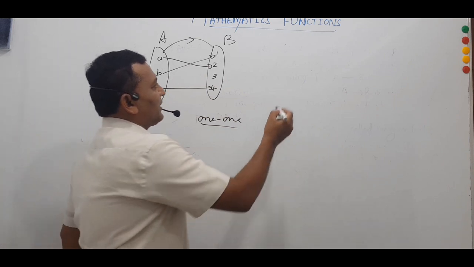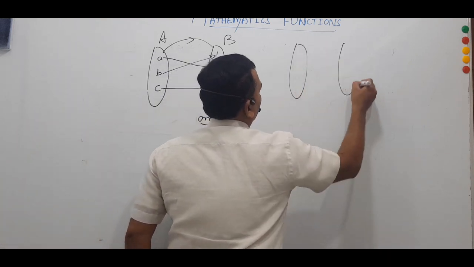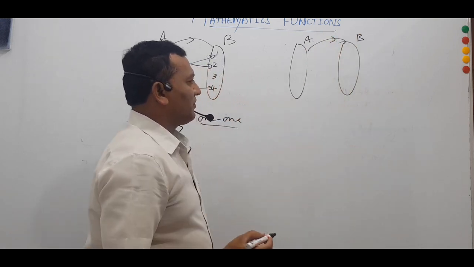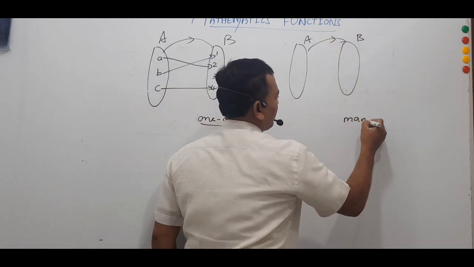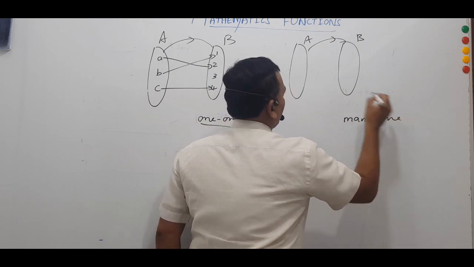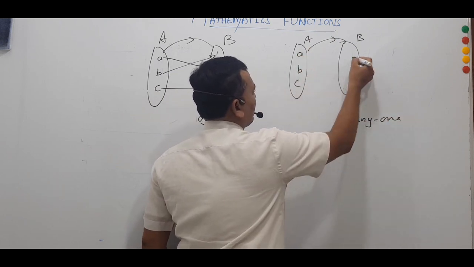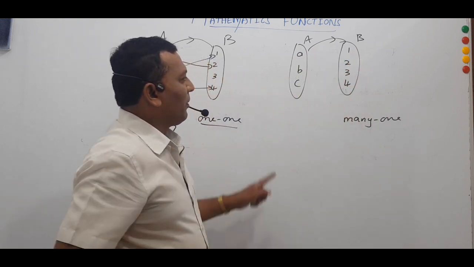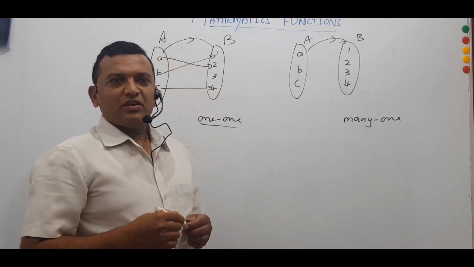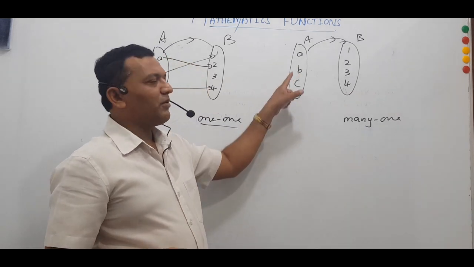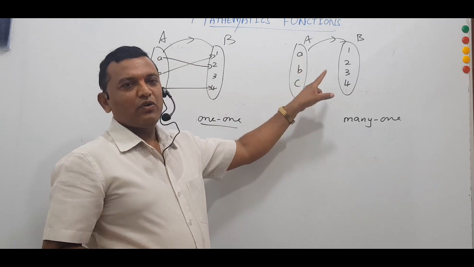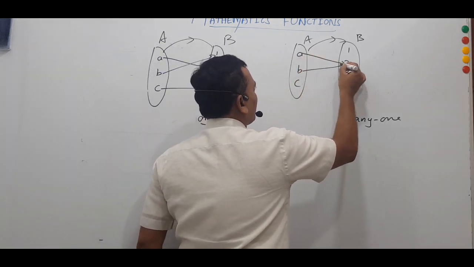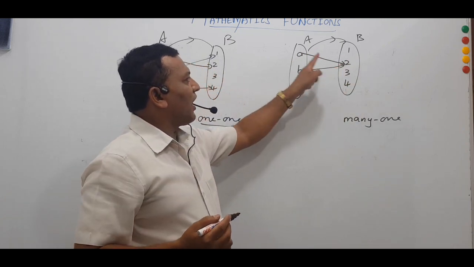Now when we come to the next one, A to B is a function, and if you want to call this function many-one, we consider the same elements a, b, c, and inside B 1, 2, 3, 4. Now, a relation is said to be a function if all the elements of A have one and only one image. So I can say a has image 2, b also has image 2.